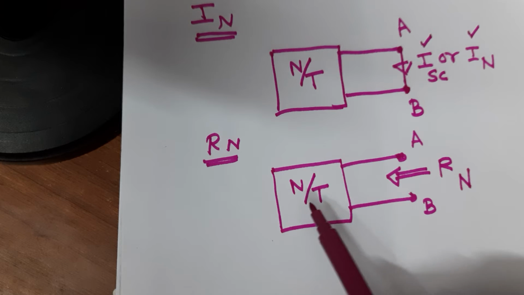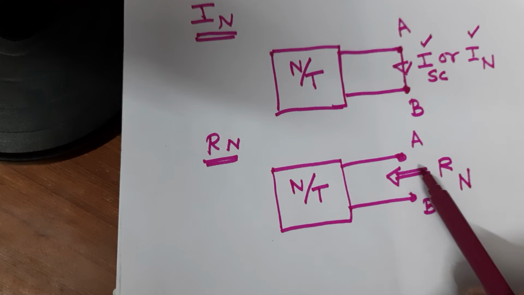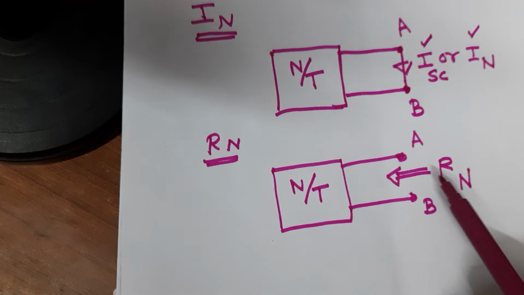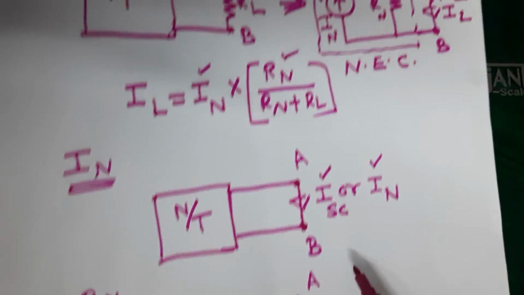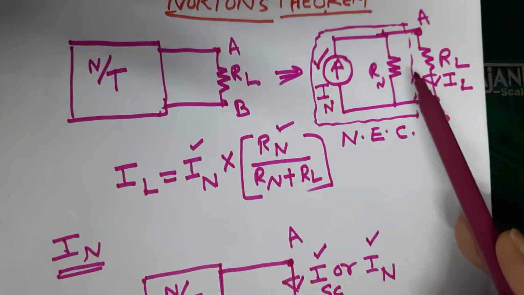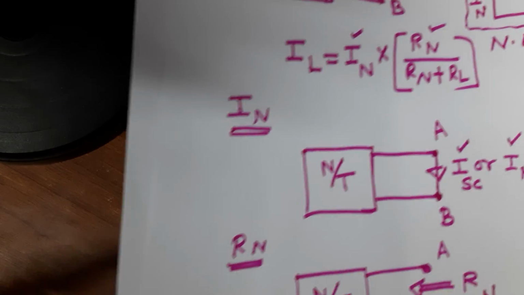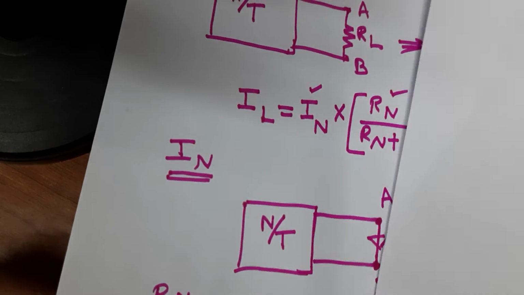From the given network, after viewing from the output terminals into the network, whatever the resistance we calculate across the terminals AB, that resistance is known as Rn, and it is connected in parallel to the current source IN. Now, just like Thevenin's theorem, this can be explained easily by taking a simple circuit. I will explain this through a simple circuit without numericals.